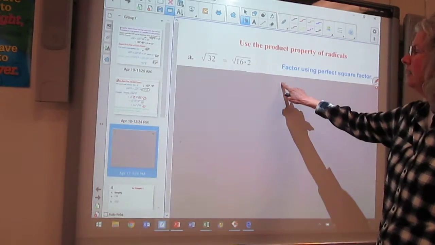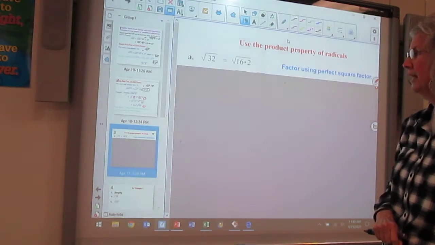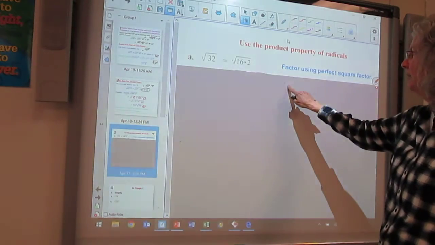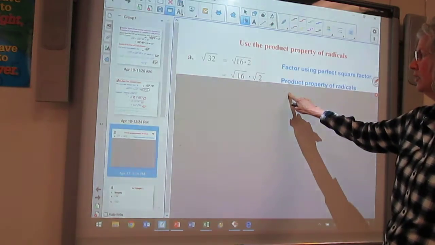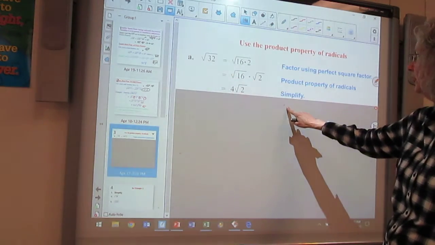These we've done last week. The square root of 32. We're going to break that into the square root of 16 times 2, which is the square root of 16 times the square root of 2, which is 4 the square root of 2.